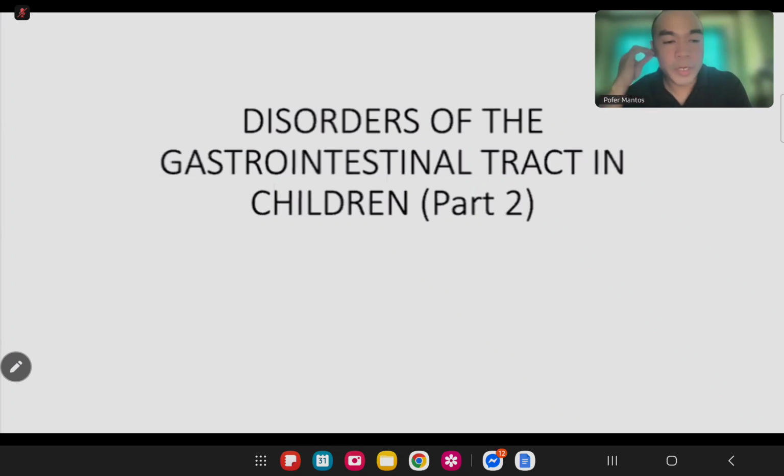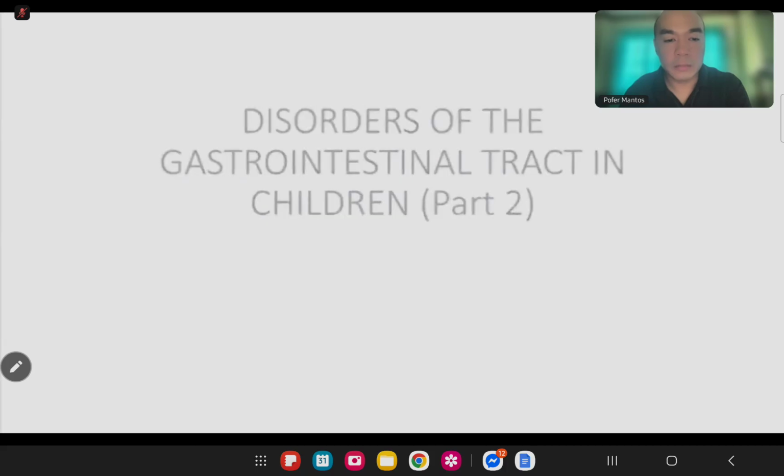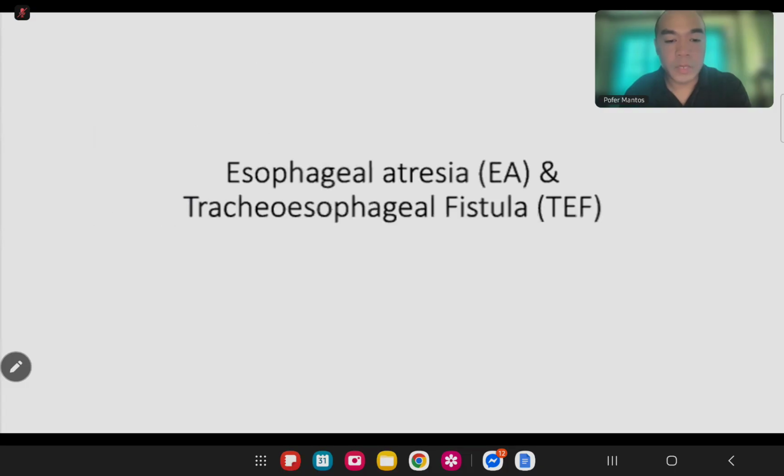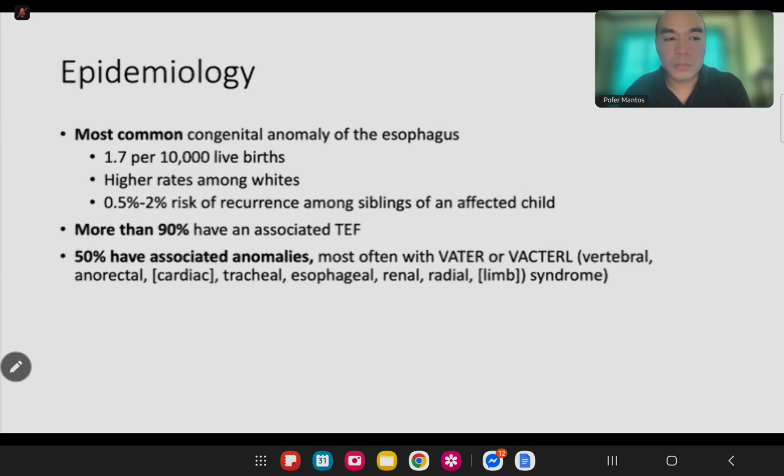So this morning, let's continue the discussion on disorders of the GI tract in children. First is the congenital disorders. Number one is esophageal atresia and the tracheoesophageal fistula. Esophageal atresia is the most common cause of congenital anomaly in children, and more than 90% of these esophageal atresia is associated with TEF.